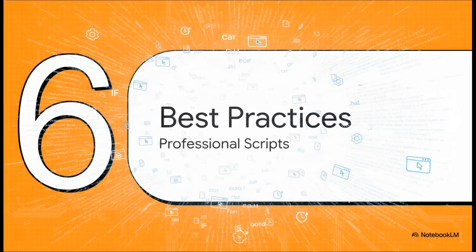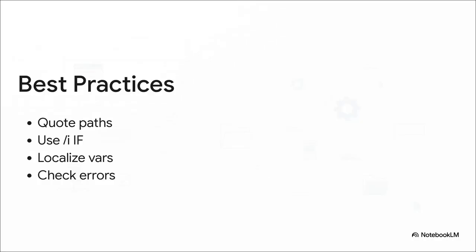Which brings us to our final stop. Section 6, Batch Scripting Best Practices. Writing professional scripts. Before you run off to build your own toolkit, let's lock down a few essential rules of the road. Follow these, and your scripts will run beautifully on any Windows machine. First, always quote your paths, like "C:\my folder", to stop errors caused by folder names that have blank spaces. Second, make your IF statements case-insensitive by adding the /I switch. That way it doesn't matter if a user types a capital Y or a lowercase y.